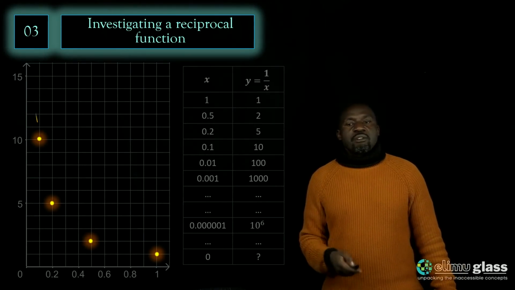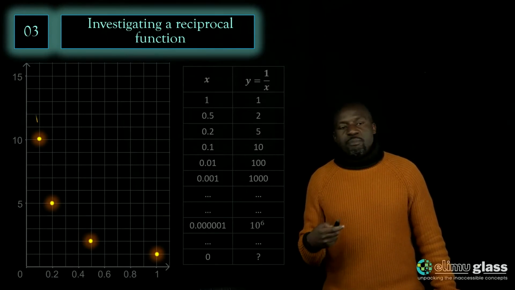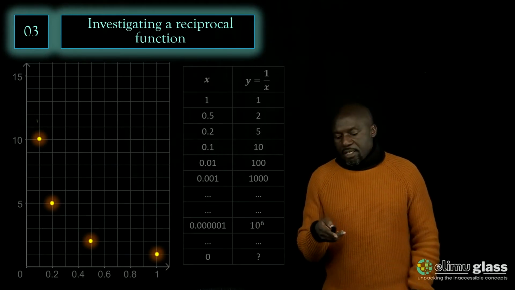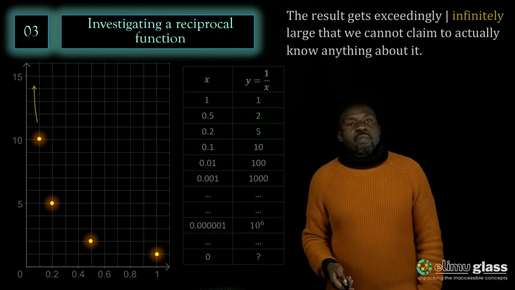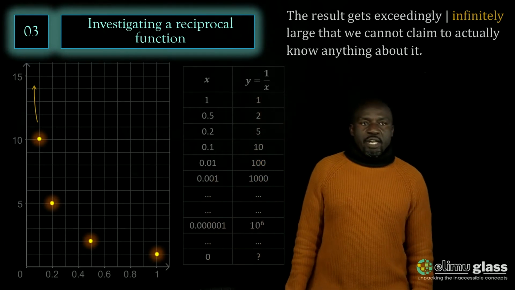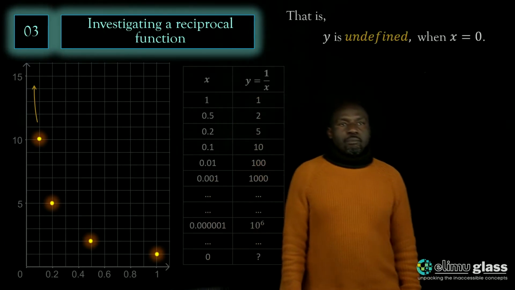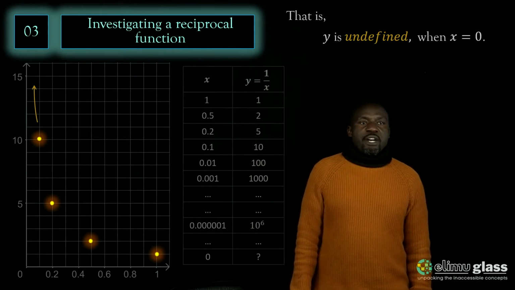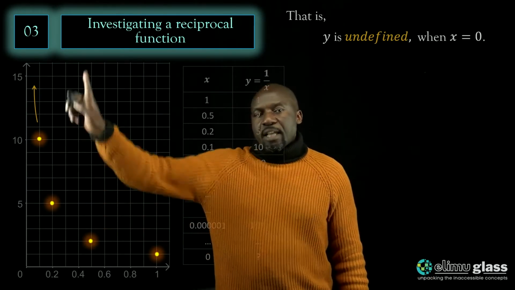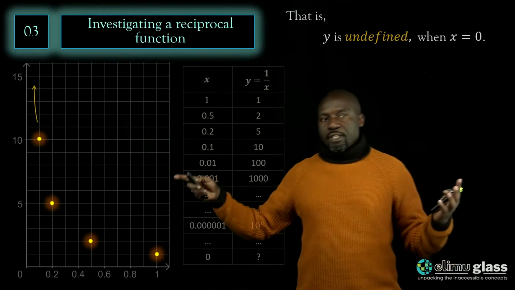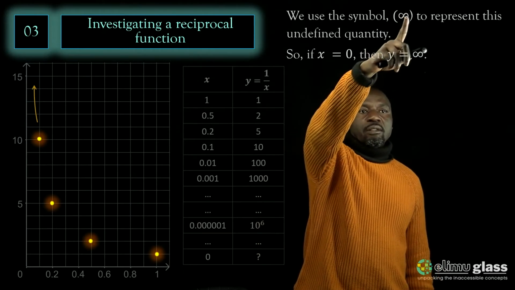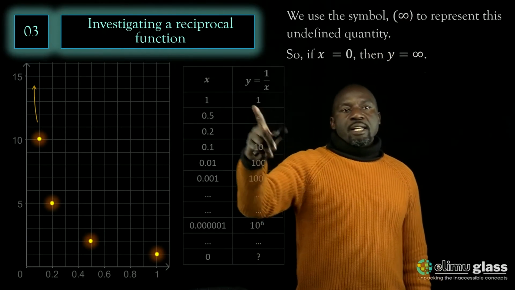When we don't know anything about a number, if we can't use mathematical axioms or mathematical rules to explain it, we say that it is undefined and we avoid it, okay? So the result gets so infinitely large that we cannot claim to know anything about it, and for that reason, y is said to be undefined when x is 0. The y does not become 0, as you have seen. It gets really, really large, but so large that we don't know what it is, so we say it is undefined, okay?